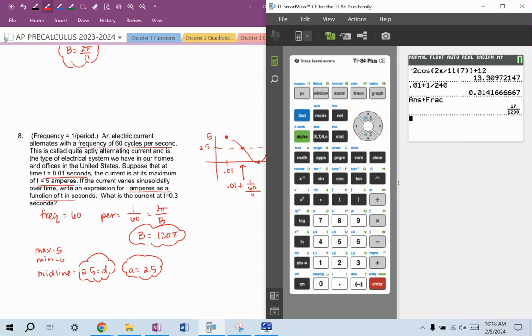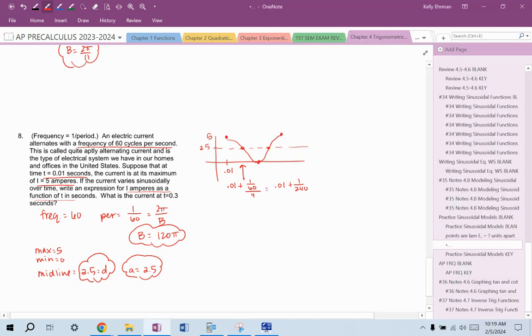17 over, now wait, I thought I had something different on my key. I don't know. I'll have to double check that. But yeah, the period is 1/60th. We divide it by 4. Add that to 0.01. That all seems right. So 17 over 1200. I'll have to check the key that I posted on that.